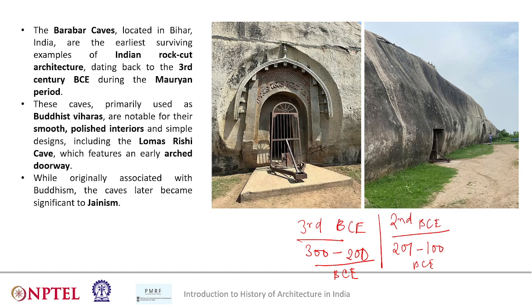The examples which are very prominent include the Lomas Rishi cave. So the image which has been provided over here features a very early arched doorway. Also, if you look into the kind of doorway design that is there, you can definitely understand that this is some kind of replication of the wooden architecture that existed.